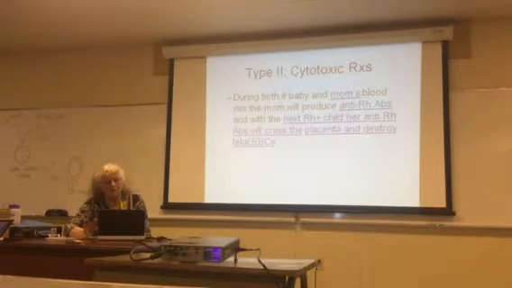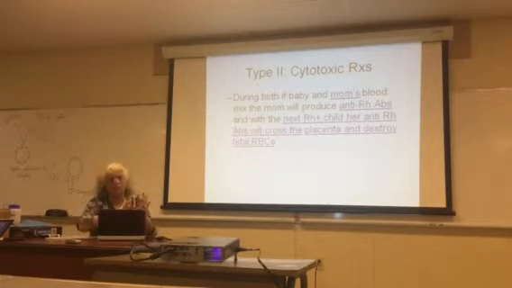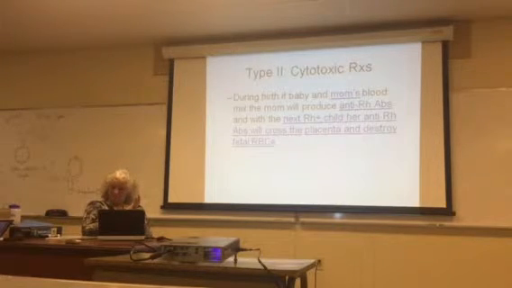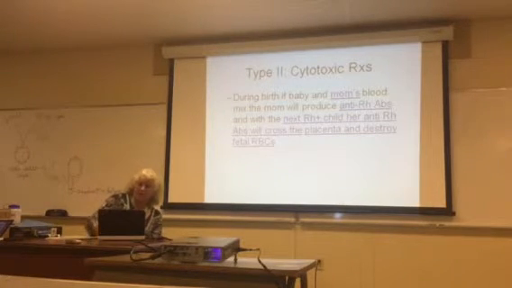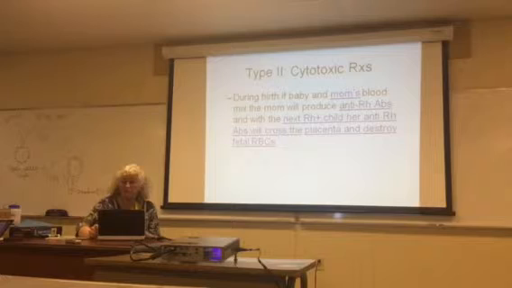Oh, so once she's sensitized and she has those antibodies against Rh positive, and she has a second child in her womb that is Rh positive, then her antibodies are going to pass through the placenta and destroy the baby's red blood cells.